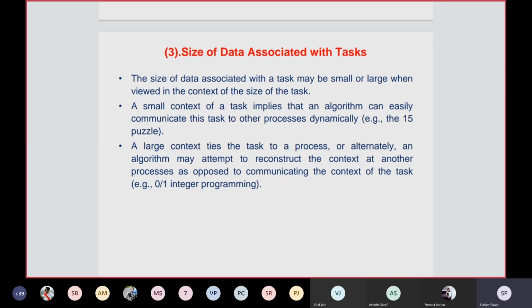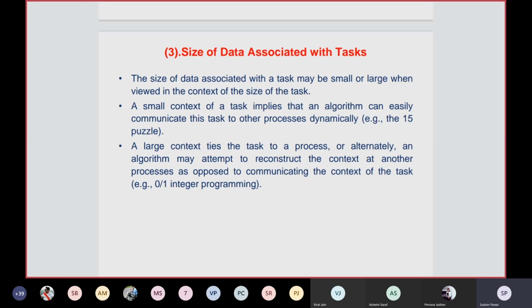So in case of the small context of task, the parallel algorithm or process to which that task belongs can communicate this task to other processes, from which the current task requires the input data, dynamically. This will happen dynamically. So an example is the 15 puzzle problem. This is regarding the small context of task.